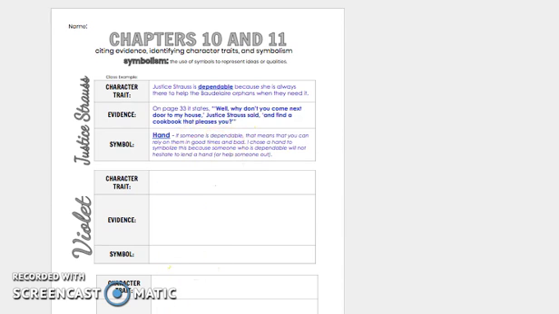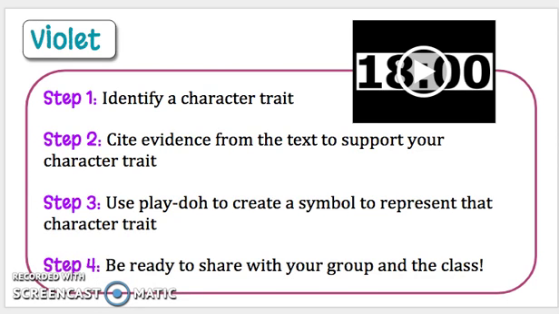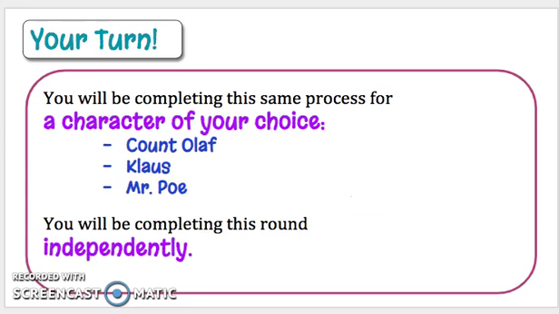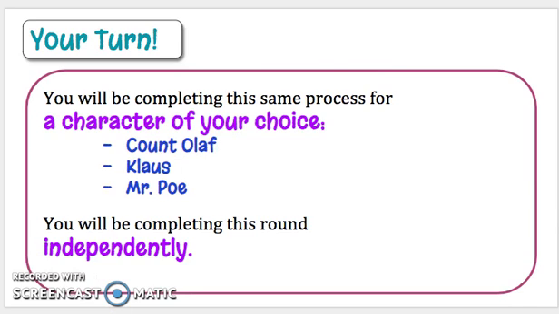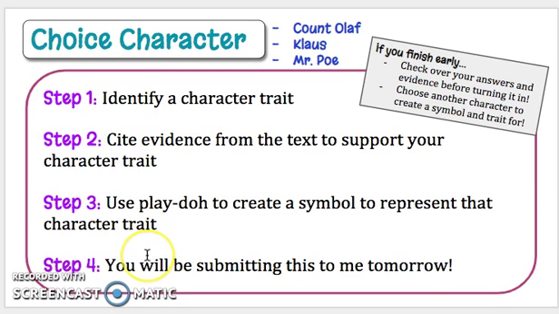So that's where you're going to be marking your answer there, and then as soon as you're done with Violet, you can move on to your next character, which is your choice. You can choose Count Olaf, Klaus, or Mr. Poe. So pick one of them. Then on your paper down here, it's kind of hard to see, it kind of cuts it off, but you'll write the character choice there, and then you'll complete that same process.